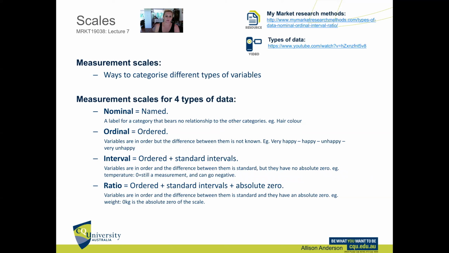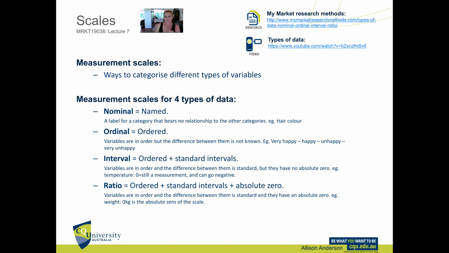Okay, and ratio, so that's ordered plus standard intervals and an absolute 0. So it's getting more and more complicated, but also easier to measure. An absolute 0: if you weigh nothing, you weigh nothing. You don't weigh negative, so 0 kilograms is your weight. There is an exact amount between each unit, so there's the same difference between 10 and 11 kilograms as there is between 110 and 111 kilograms. And it all comes back to 0, which means they are all a measured distance away from one point, which makes them easier to measure.